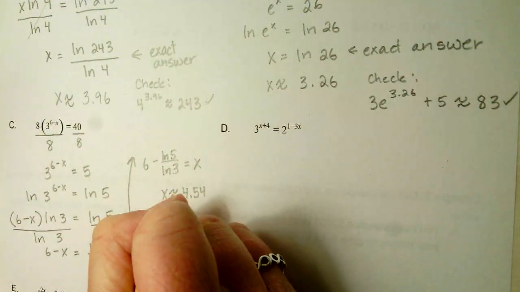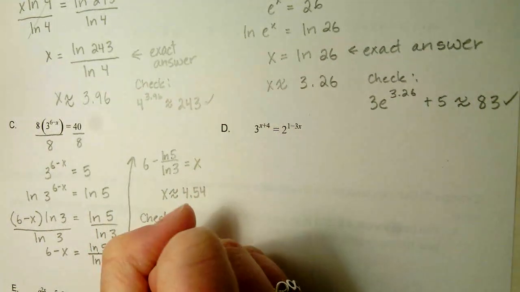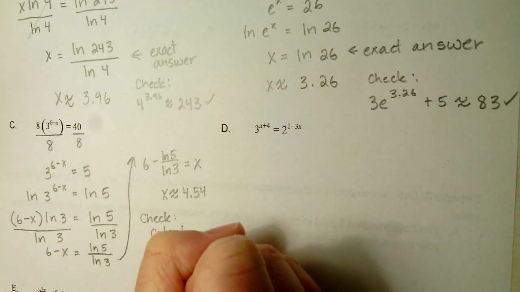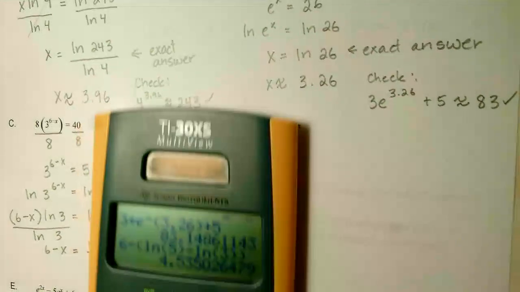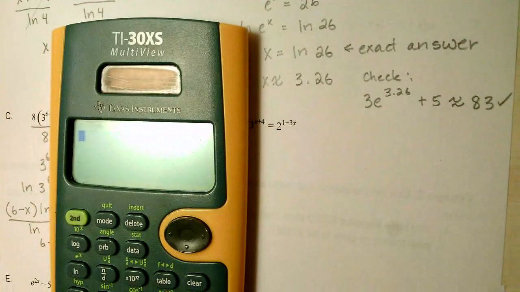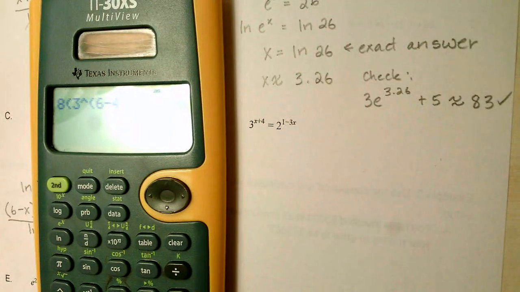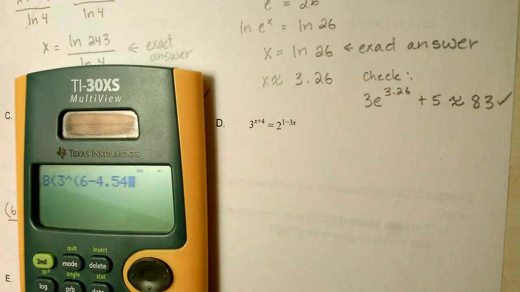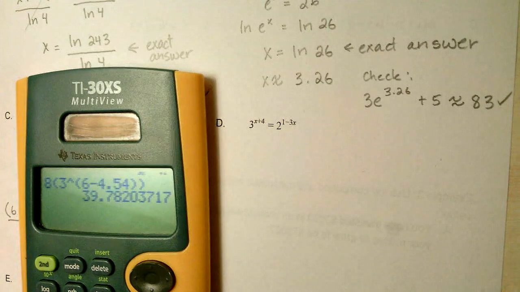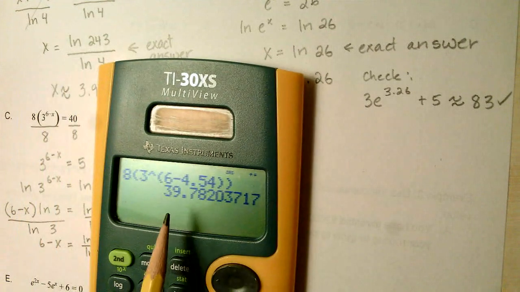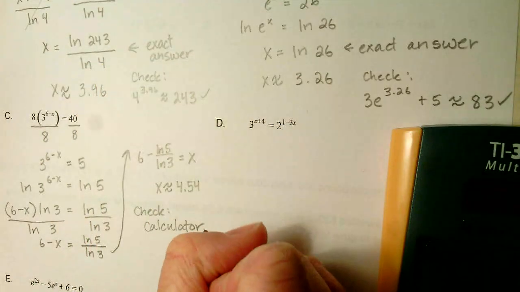Okay, and when I check this, I'm going to use my calculator. I'm going to save myself the time of writing it over. So I'm going to see if 8 times 3 to the 6 minus 4.54, that's about 40. Okay, so this checks in my calculator.